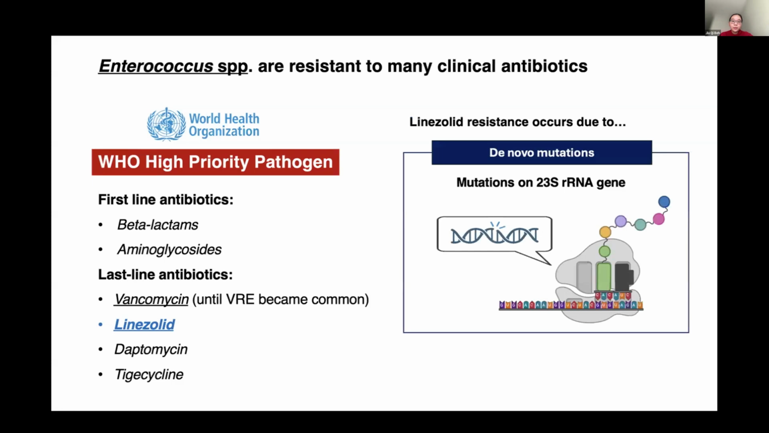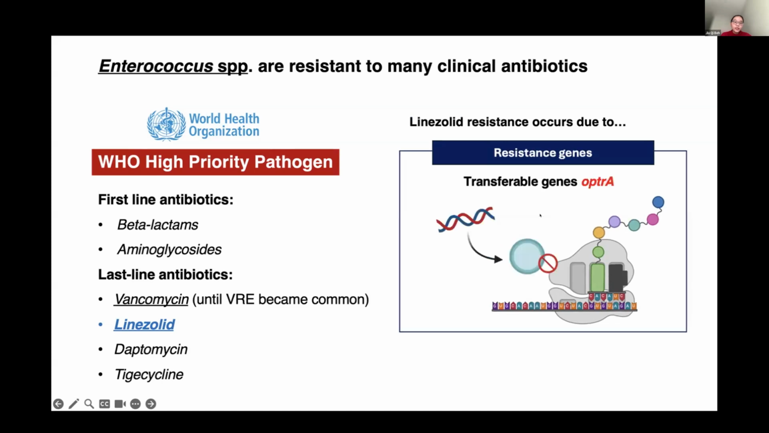As with many other antibiotics, linezolid resistance can occur due to mutations on the target binding site of the antibiotic, in this case the ribosomal RNA gene in the bacterial cell. But what we are more concerned about are the resistance genes, because unlike mutations, these genes can be transferred from one strain of bacteria to another. In my talk, I will be focusing on one gene known as optrA, which has been reported in Australia, including in several recent outbreaks, and also in other countries, and not just from clinical patients but also frequently from livestock animals.